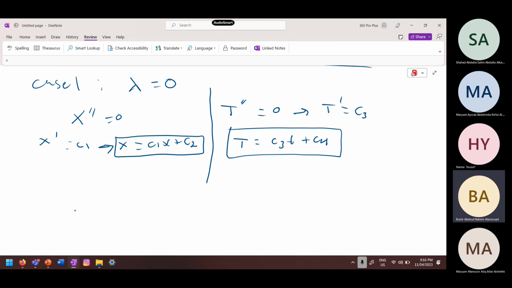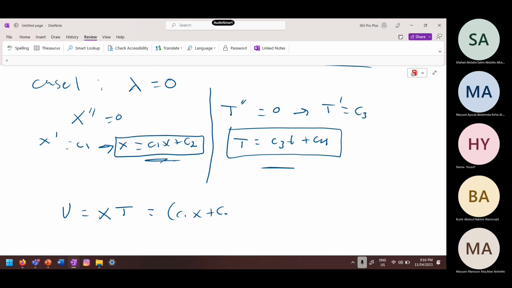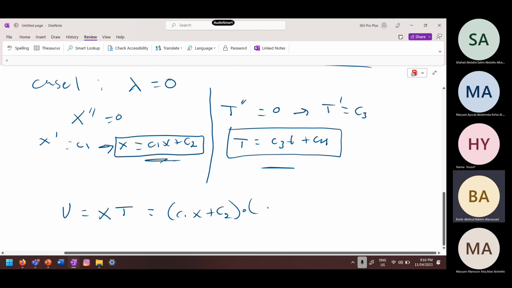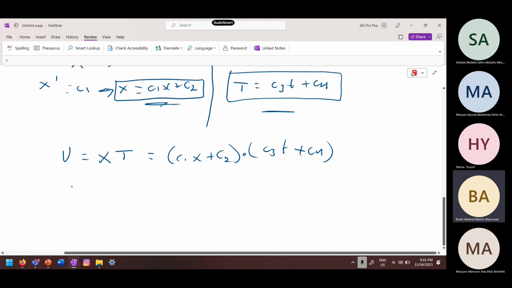Now again, we need to multiply or use these both in the assumption. The assumption again is x times t. So what is the multiplication of this function with this function? So c1 x plus c2 multiplied with c3 t plus c4. Now it's just a matter of distribution.